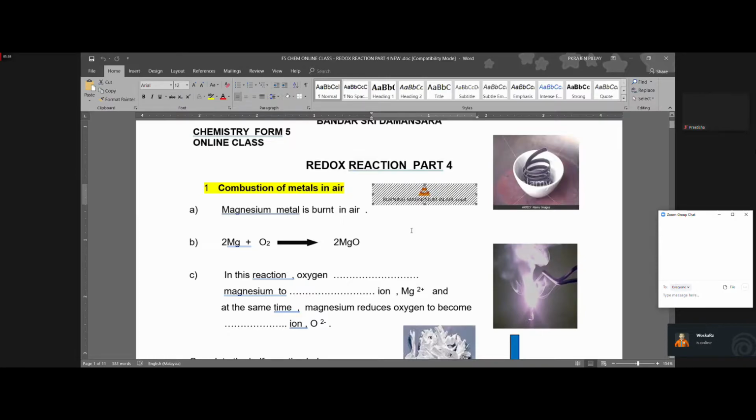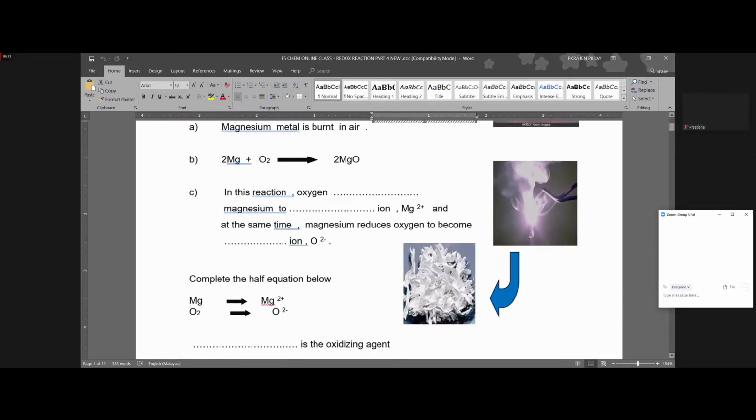So this is the first. Burning of magnesium ribbon is a redox reaction. You can see here, this is a pure magnesium ribbon, dark in color. You have to clean it, and then when it is burning, this is the residue. The residue is magnesium oxide. Look at the color, white in color. So let's answer this question first.